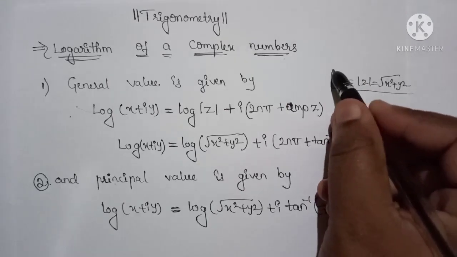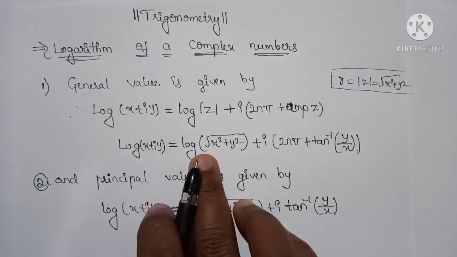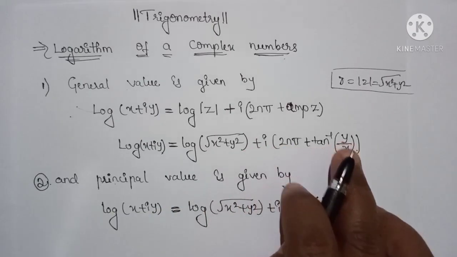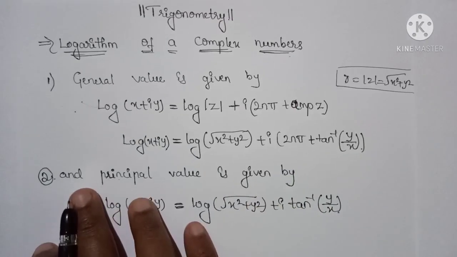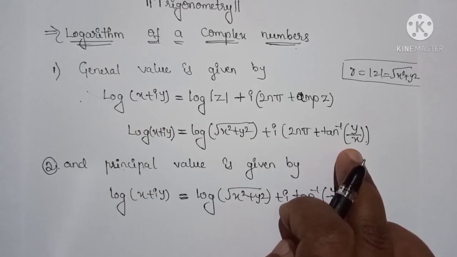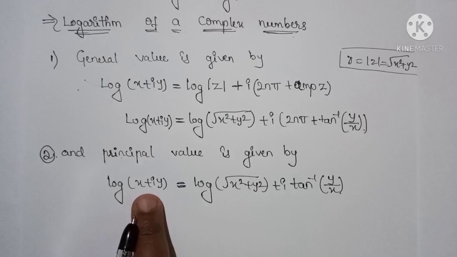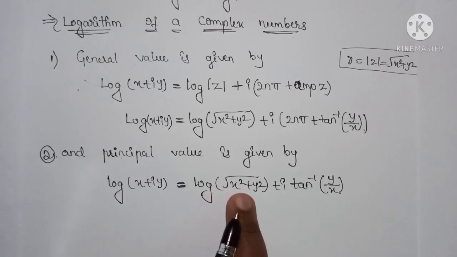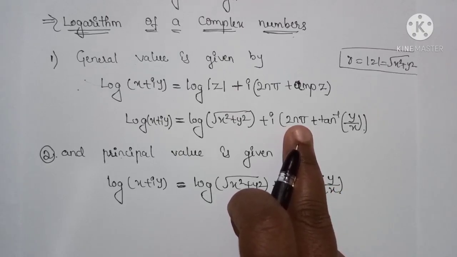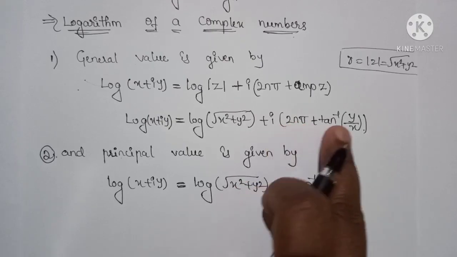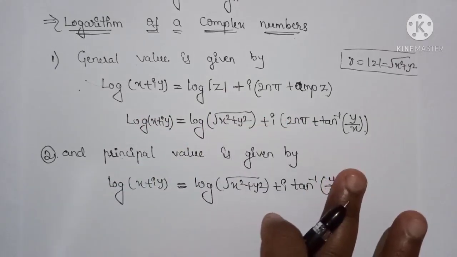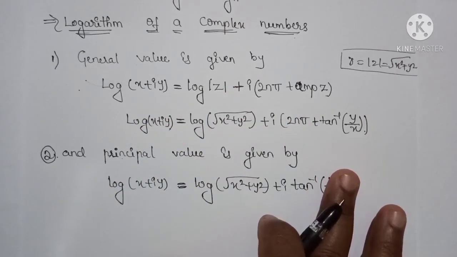Therefore, substituting that value we get log of square root of x square plus y square plus i times (2n pi plus tan inverse of y by x). The principal value is given by substituting n equals 0 in this general value. That is, log of (x plus iy) equals log of square root of x square plus y square plus i into tan inverse of y by x. On substituting n equals 0, this term becomes 0 and we simply get i into tan inverse of y by x. So this is about the formula. Just recall these two formulas and you can easily solve the problems.